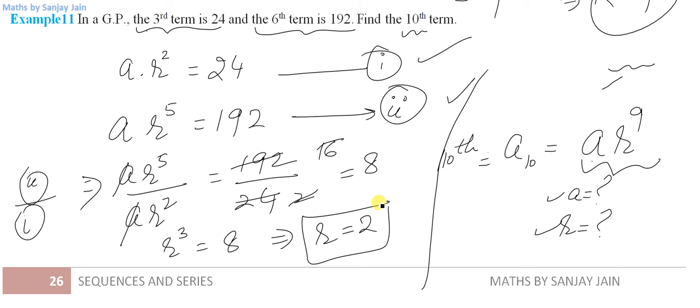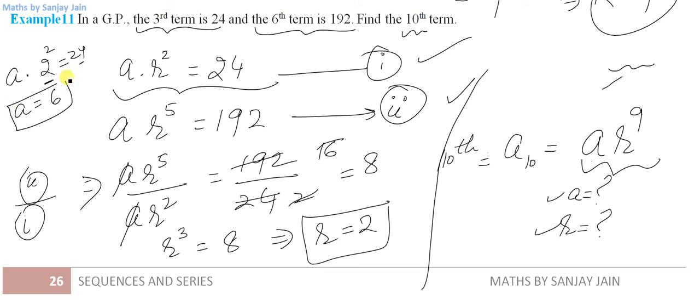Right? So if R is equal to 2, then what is the value of A? Let me put R equal to 2 in the first equation and find out. So A into 2 squared is equal to 24. What can you say about A? This is 4, this is 24, so A is equal to 6. A is 6, R is 2.